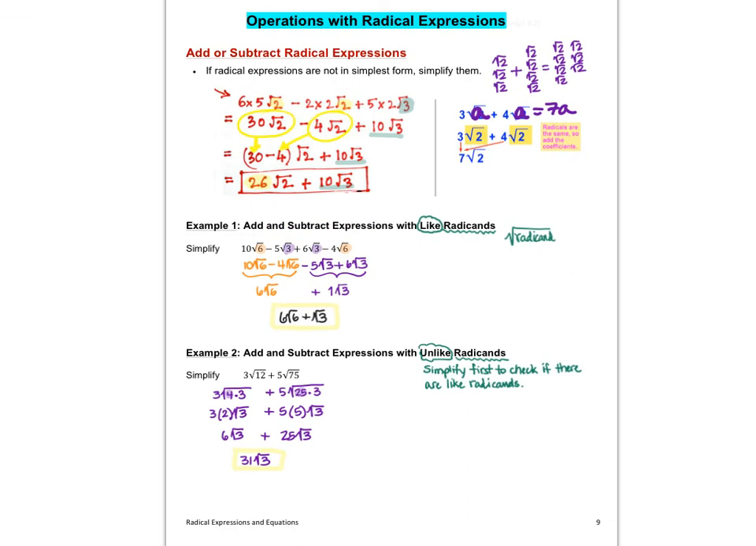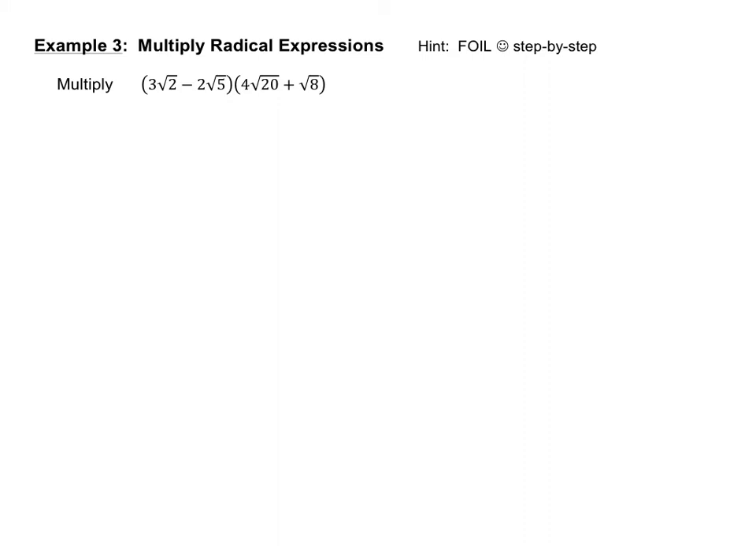Let's take a look at example 3 now on the next page. In example 3, it says multiply radical expressions. We've got a hint that tells us that we're going to be foiling and to do it step by step. We remember that FOIL stands for first, outside, inside, and last.